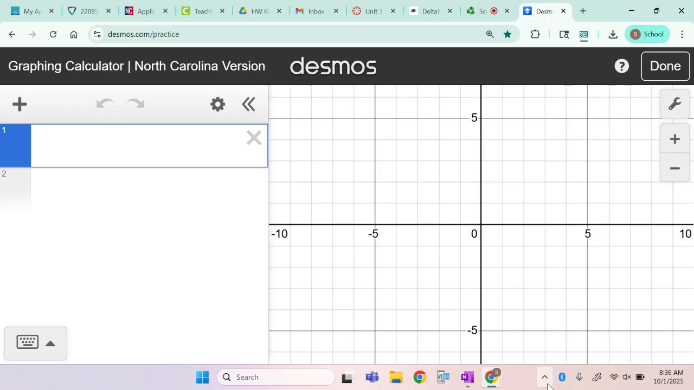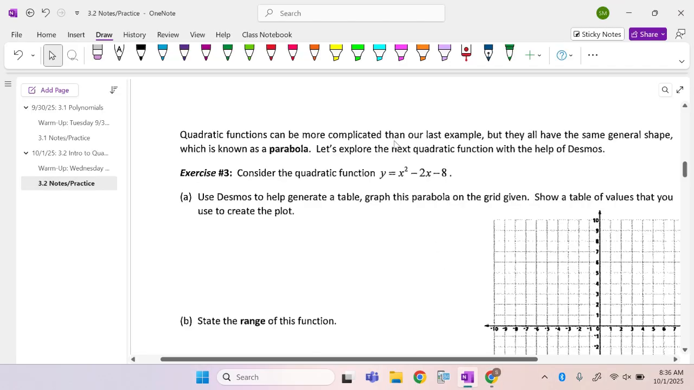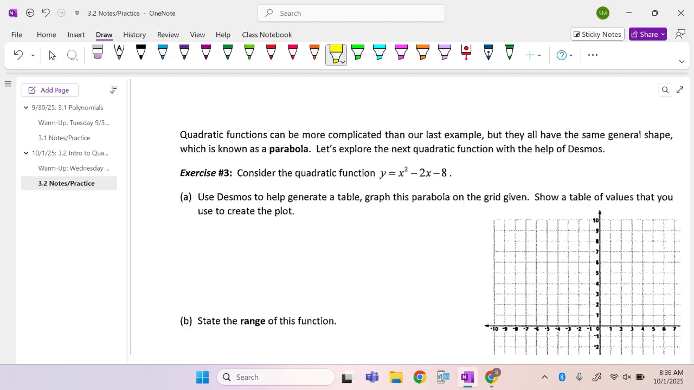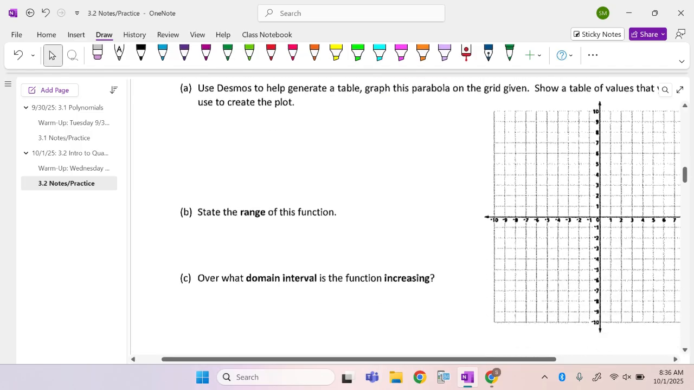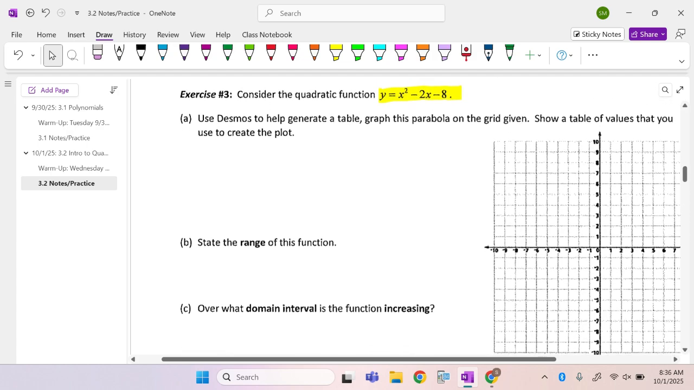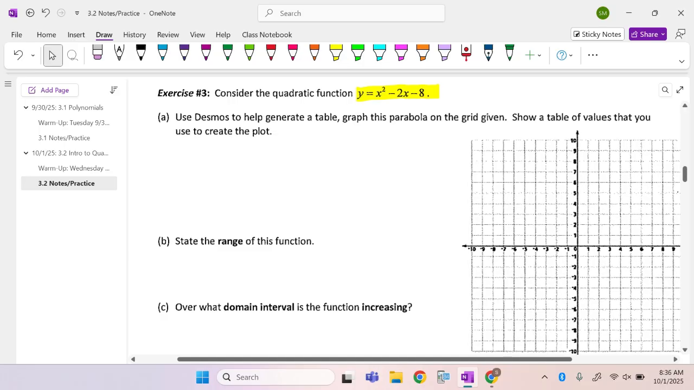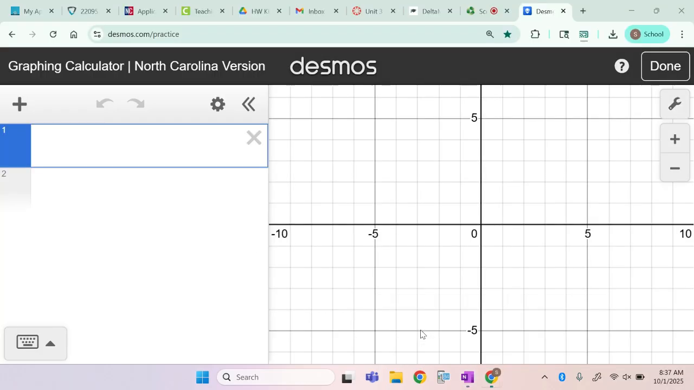So what I want you guys to do is, for this function right here, I want you to take a minute and do letter A and B. So you need to generate a table in Desmos, use that to graph it, and then state the range. All right, does everyone remember how to generate a table for a function in Desmos? Or do I need to go over that? Okay, so I'll show you how to generate the table. So everyone look up here.